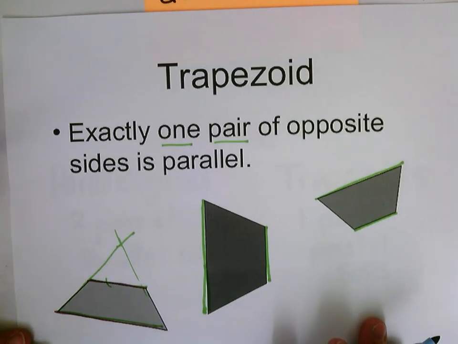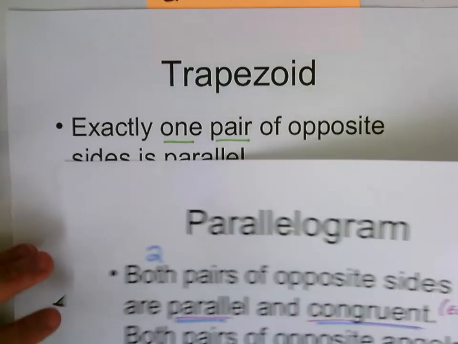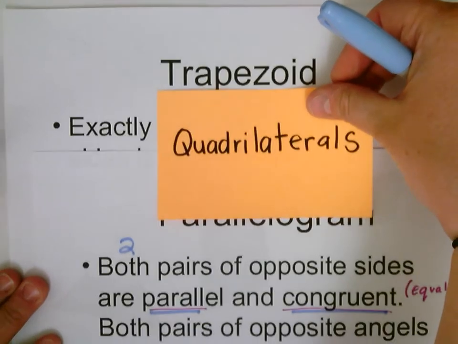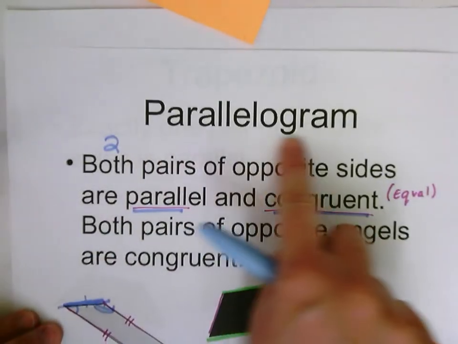In our next video, we're going to learn about some different types of parallelograms. So we learned that parallelograms and trapezoids are different types of quadrilaterals. In our next video, we're going to learn about some special kinds of parallelograms.